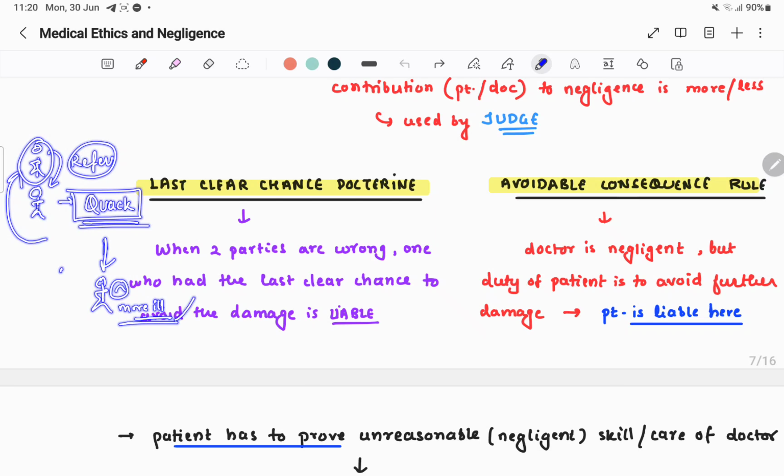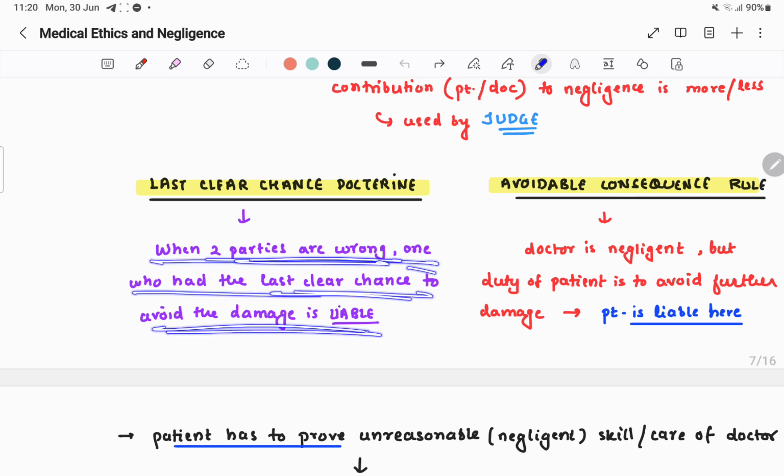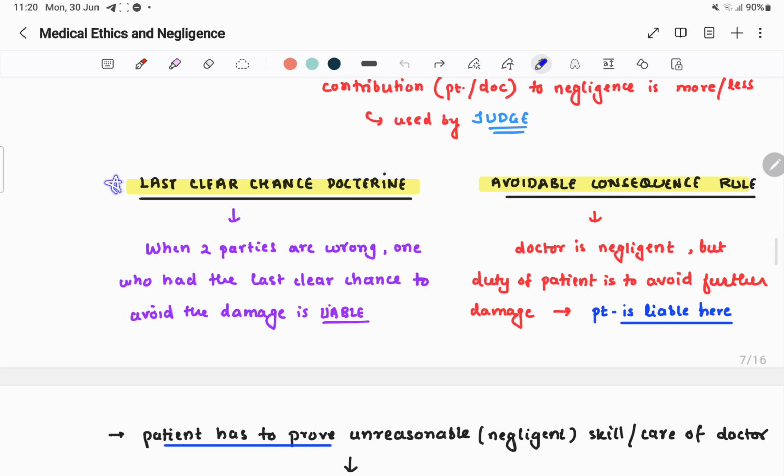So you can tell that I had asked the patient to go to another hospital, and the patient is going to the quack. So the patient is liable here because the patient has the last chance to avoid the damage. If he had gone to the hospital, then he or she had the chance to avoid the damage, but the patient preferred a quack. So when two parties are wrong, the one who had the clear chance to avoid the damage is liable. This is called last clear chance doctrine.